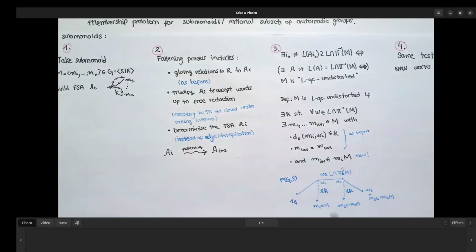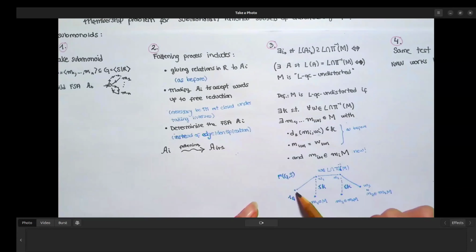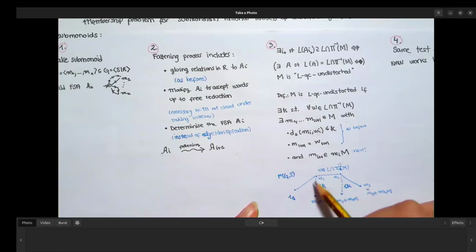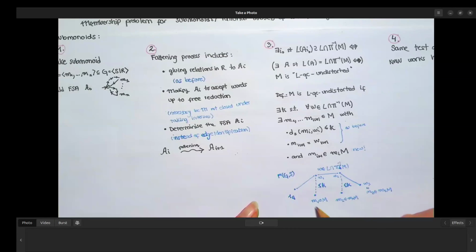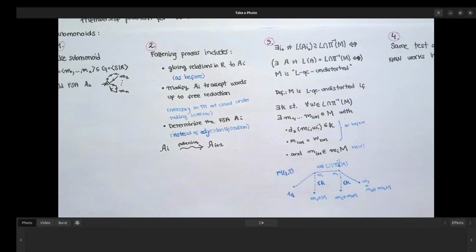So in a picture, what's happening is the following. We need to require that for every L representative of M, if we draw a path representing that word W, each vertex of the path is at a distance less than k from an element in the monoid. But additionally, we need to require that M2 is in M1 times M, M3 is in M2 times M, etc.